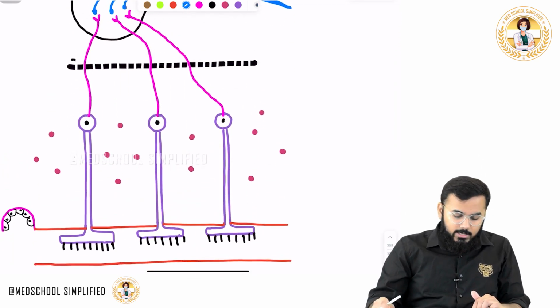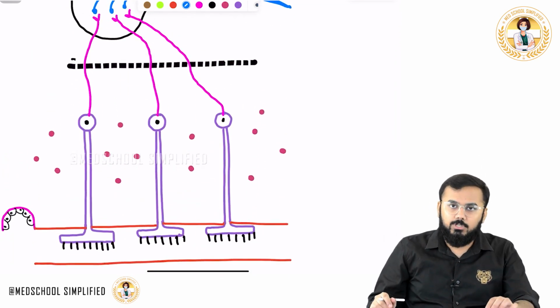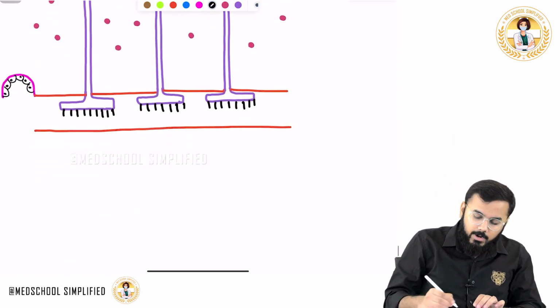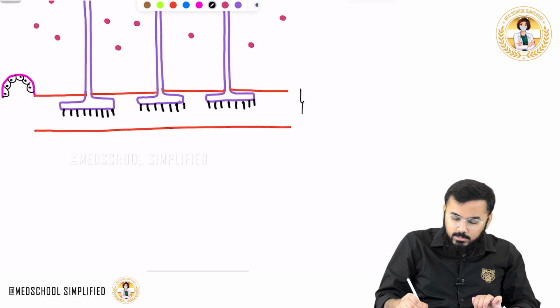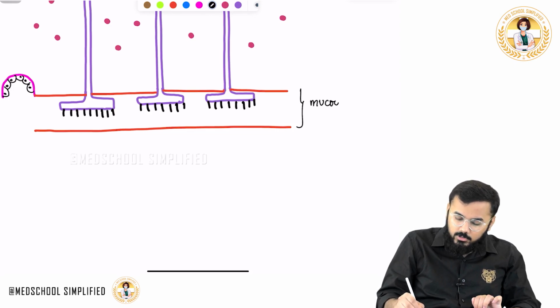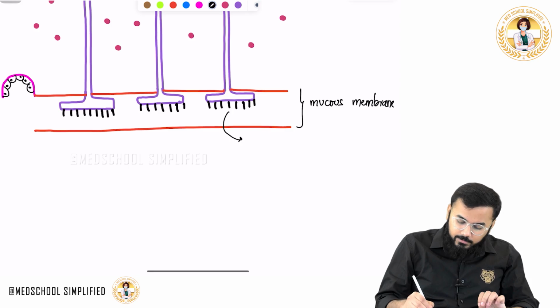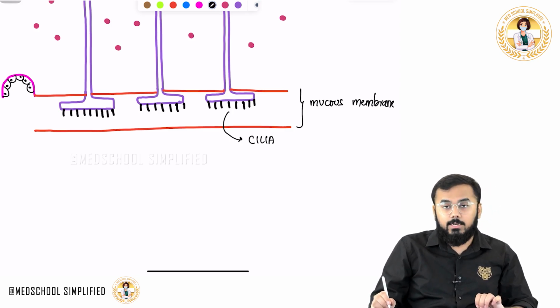Now, the second important thing: what is this picture first of all? In this picture you can see a few important parts. First of all, let me mention this part over here, which is called your mucous membrane. Now what are these processes? These are called cilia.